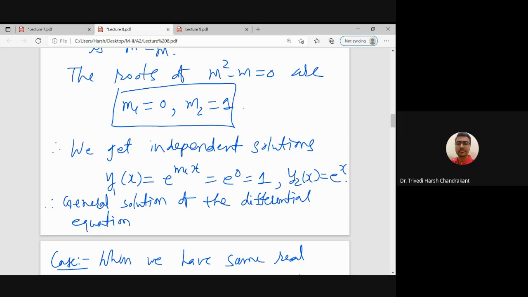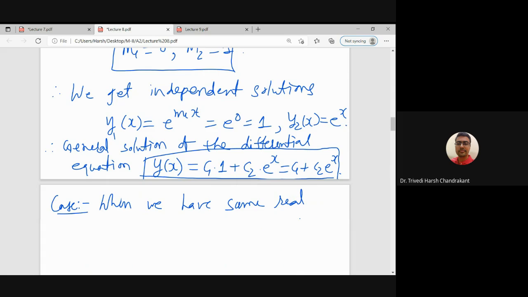So a general vector, we know that we can write as a linear combination. That means the general solution is a constant times the first function, that is 1, plus a second constant times the second function, that is e power x. So the general solution is c1 plus c2 e power x, where c1 and c2 are constants. Right, so every time we will also write down the general solution in all these three cases.